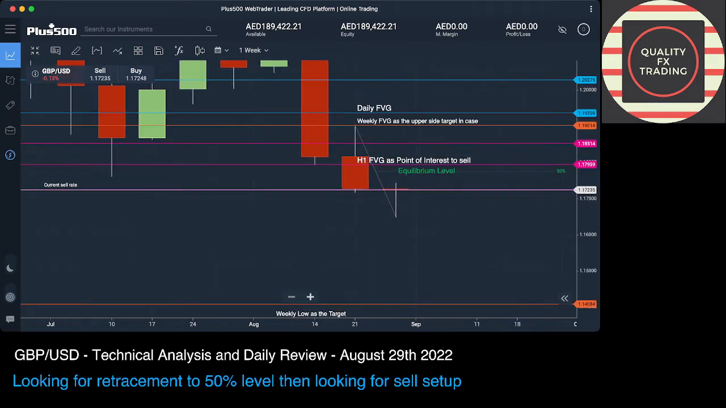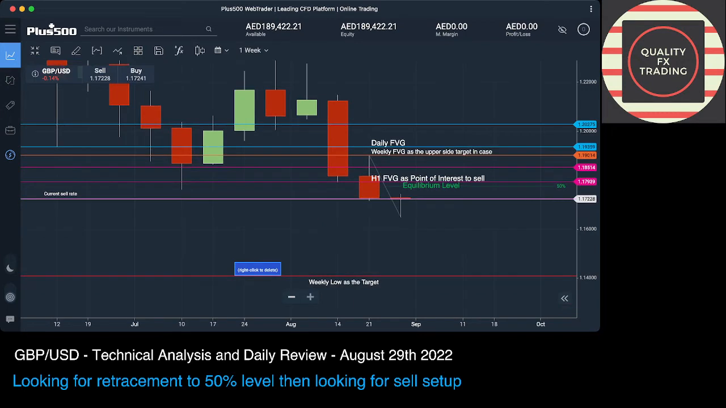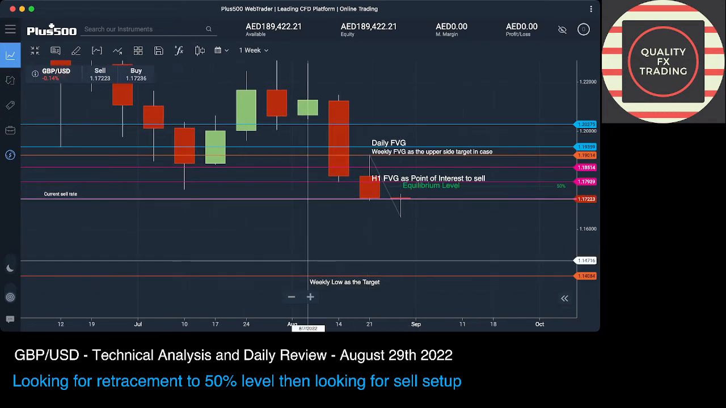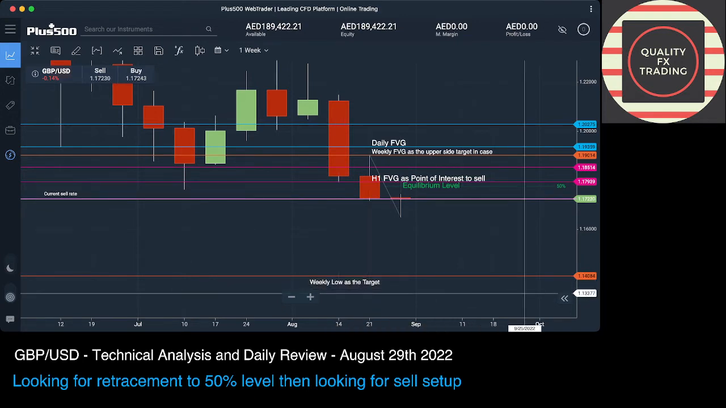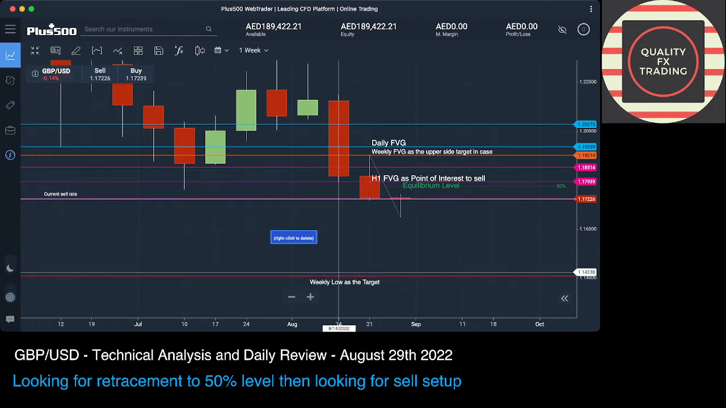So for the downside, we are looking for the weekly low as our target, which is at 1.14100. I repeat this target as 1.14100. Note it down. This is our target for pound dollar. And as I mentioned yesterday, this can be achieved either by this week or even by going into the next week. So you can expect that.